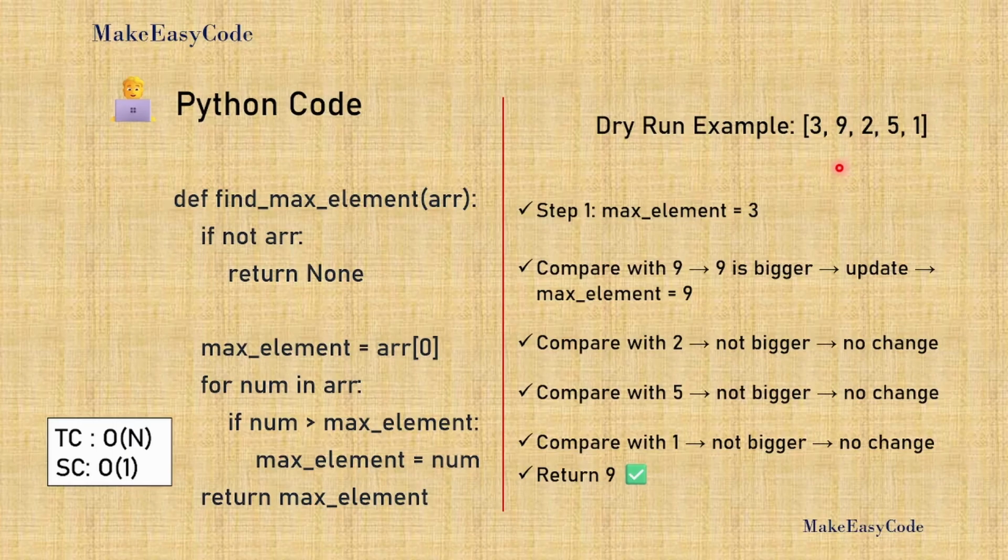Okay, similarly we'll compare with 2. We can see here 2 is not bigger than 9, so there is no bigger, right? So there will be no change. Still the max element will be 9.